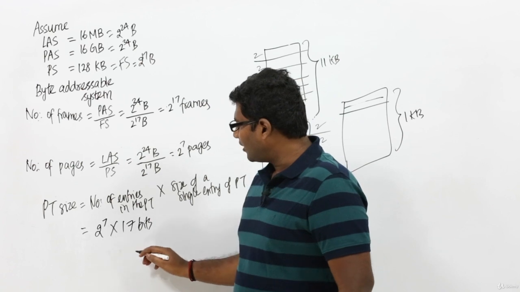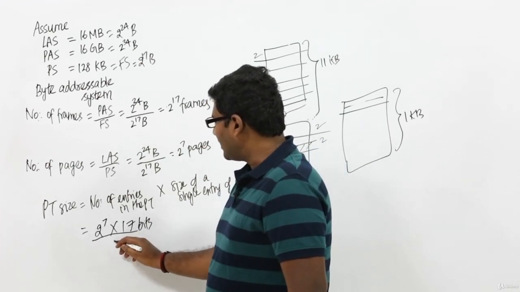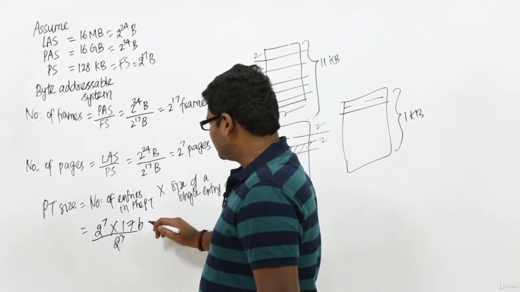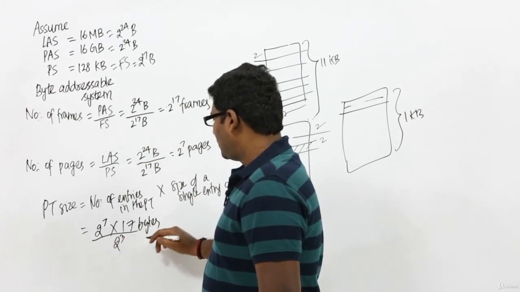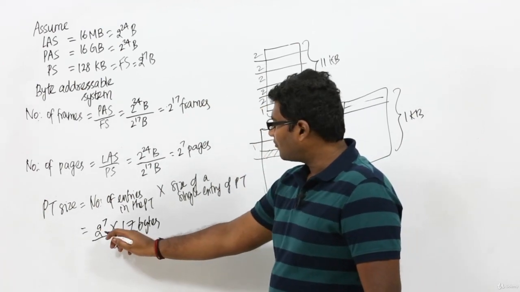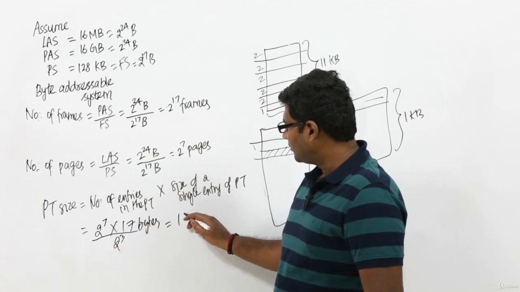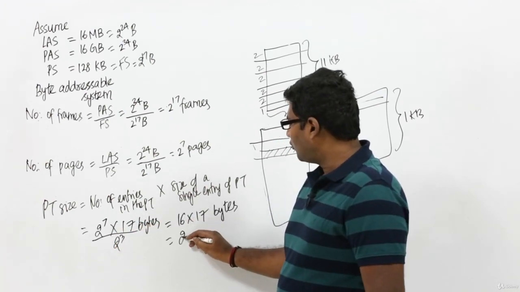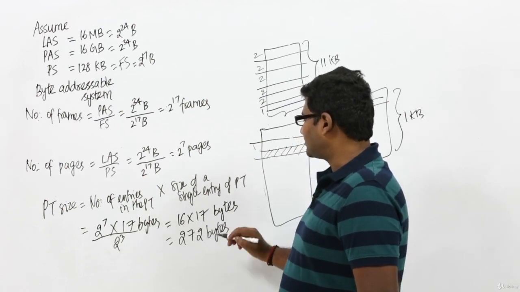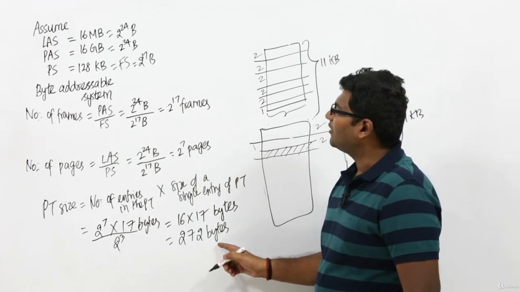Now, to convert this into bytes, I will divide by 8, which I can write as 2 cube. So this is in bytes. 2 power 7 divided by 2 power 3 is 2 power 4, which is 16. 16 into 17 gives a total of 272 bytes. So the total size of our page table is 272 bytes.